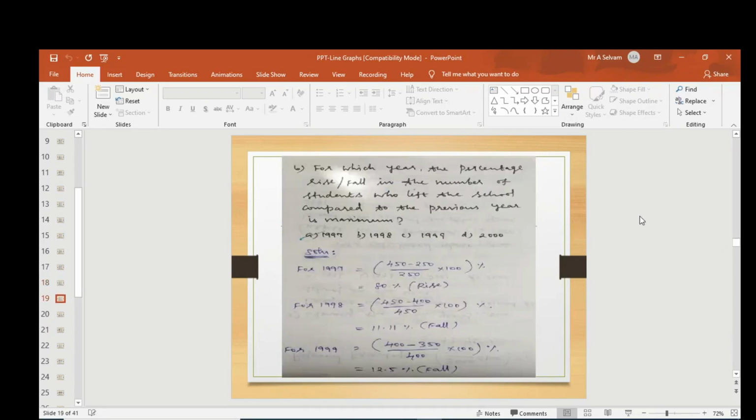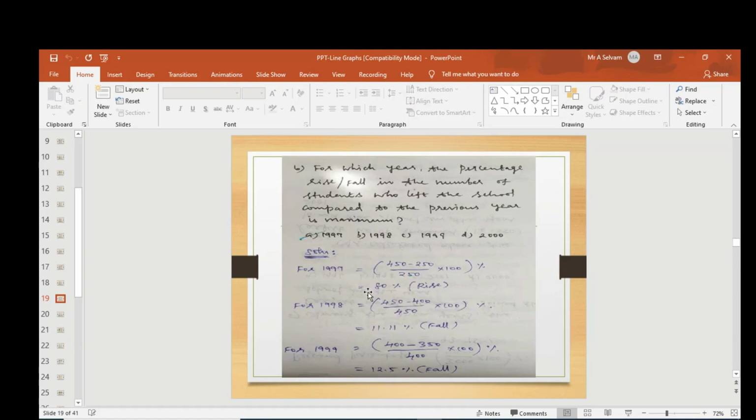Question number 6. For which year is the percentage rise or fall in the number of students who left the school, compared to the previous year, maximum? We have to compare with the previous year. For example, 1998 means we compare with 1997, and 1999 means we compare with 1998. The options are: A, 1997; B, 1998; C, 1999; D, 2000.